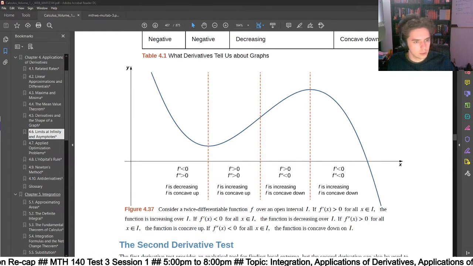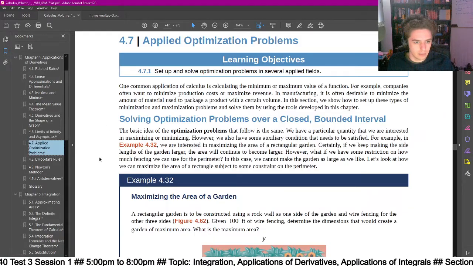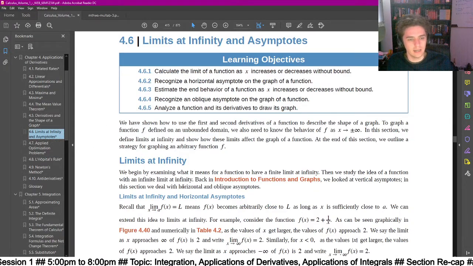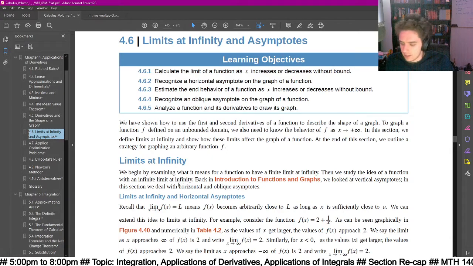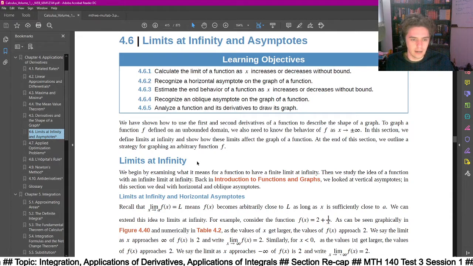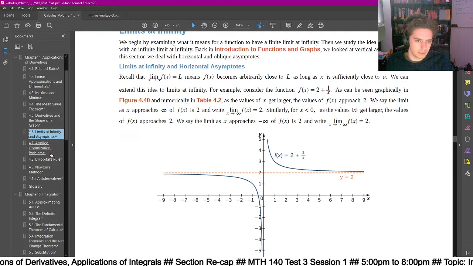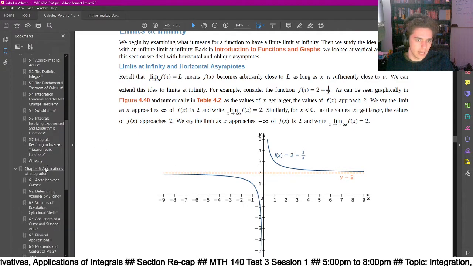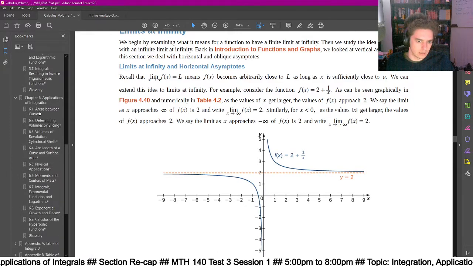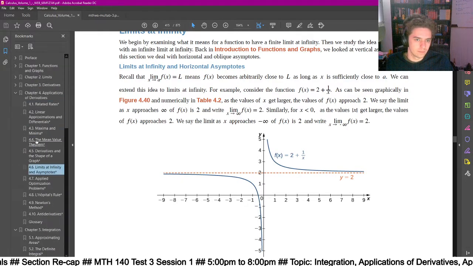So let's move on, I guess, to applied limits at infinity and asymptotes. And from here, I will probably finish there for today, for just limits at infinity, this chapter. And then tomorrow we'll continue with these applied optimization problems, L'Hopital's rule, and then we'll get into what chapter 6 is, the integration, applications of integration. Okay.